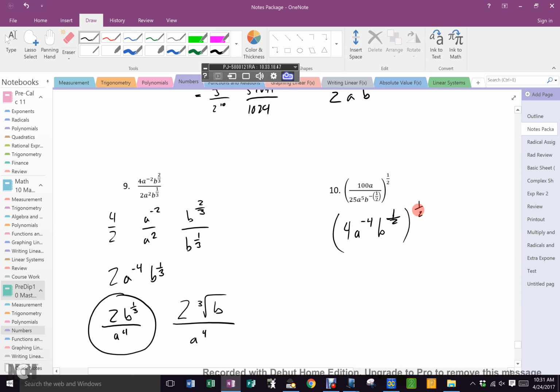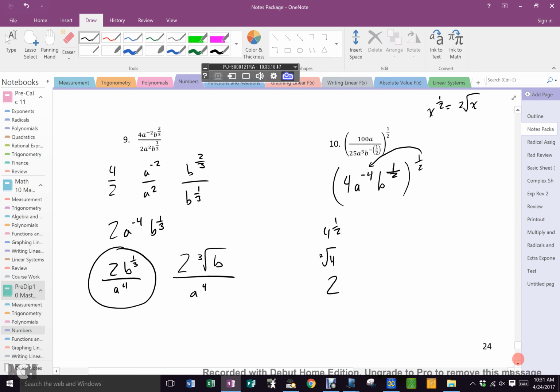What is the power of 1/2 really? X to the 1/2 is really what? Square root of x, isn't it? So 4 to the 1/2 is really what? Square root of 4, which is 2, right? What does this do over the bracket? What do all exponents do over brackets? Multiply. What's negative 4 times 1/2?